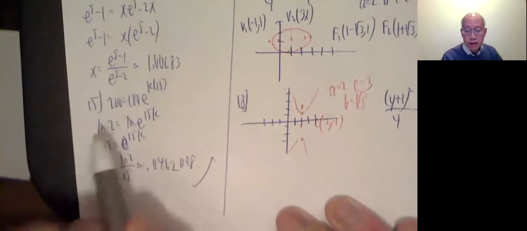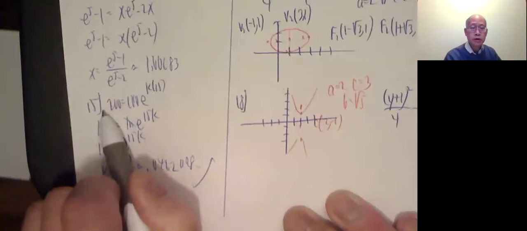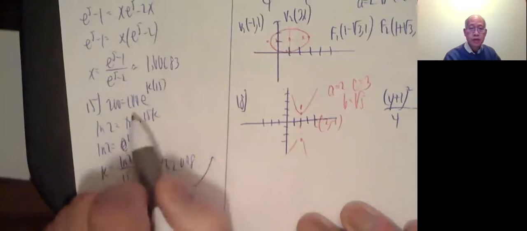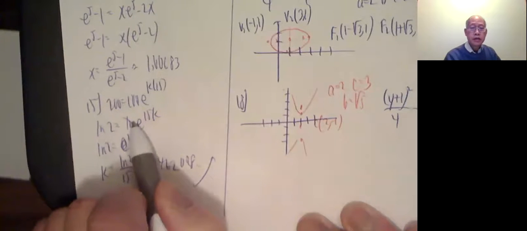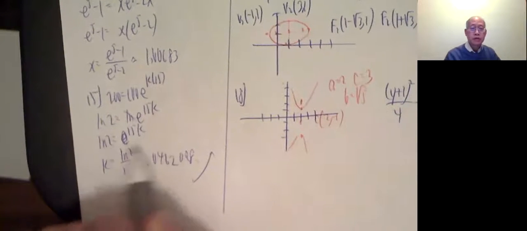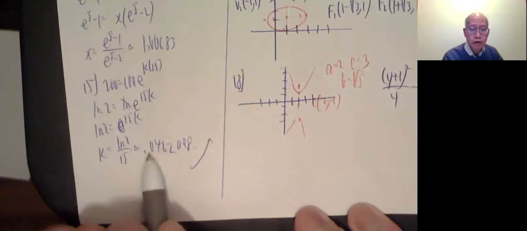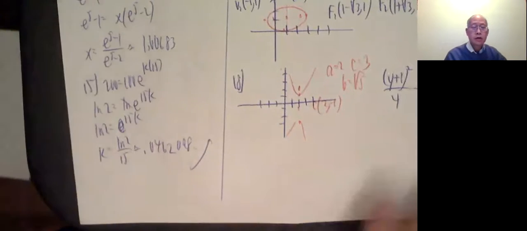Okay. 15, doubles every 15 minutes. So you start off with 100. Double is 200. Time is 15. Divide by 100. 2 is e to the 15k. Take the natural log of both sides. And so ln 2 is 15k. Divide by 15. K is ln 2 over 15. It's about 0.0462098.